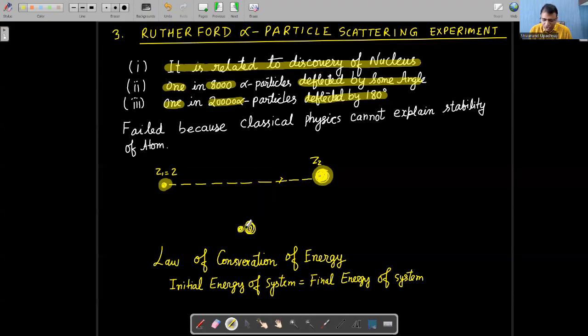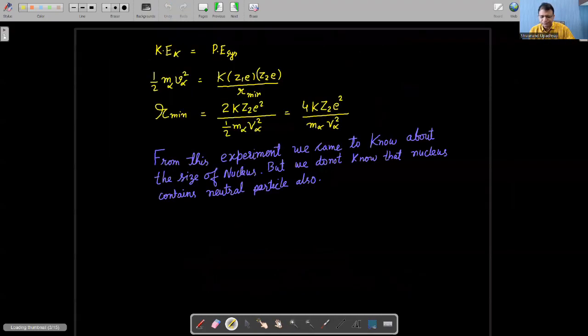So when it stops, there is no kinetic energy of the system. All the kinetic energy of the system is now converted into potential energy. So we are applying the law of conservation of energy: the initial energy of the system is equal to the final energy of the system. And from there we calculate the size of the nucleus. So we are saying that the kinetic energy of the alpha particle is equal to the potential energy of the system.